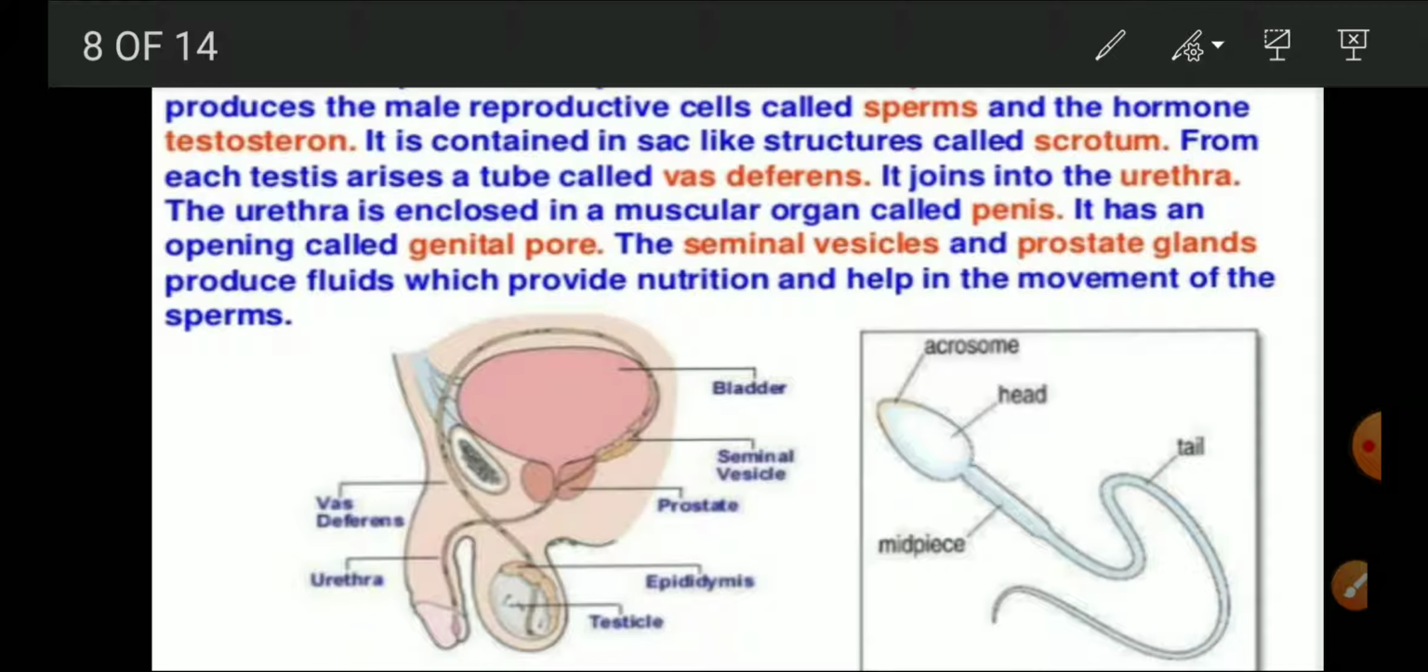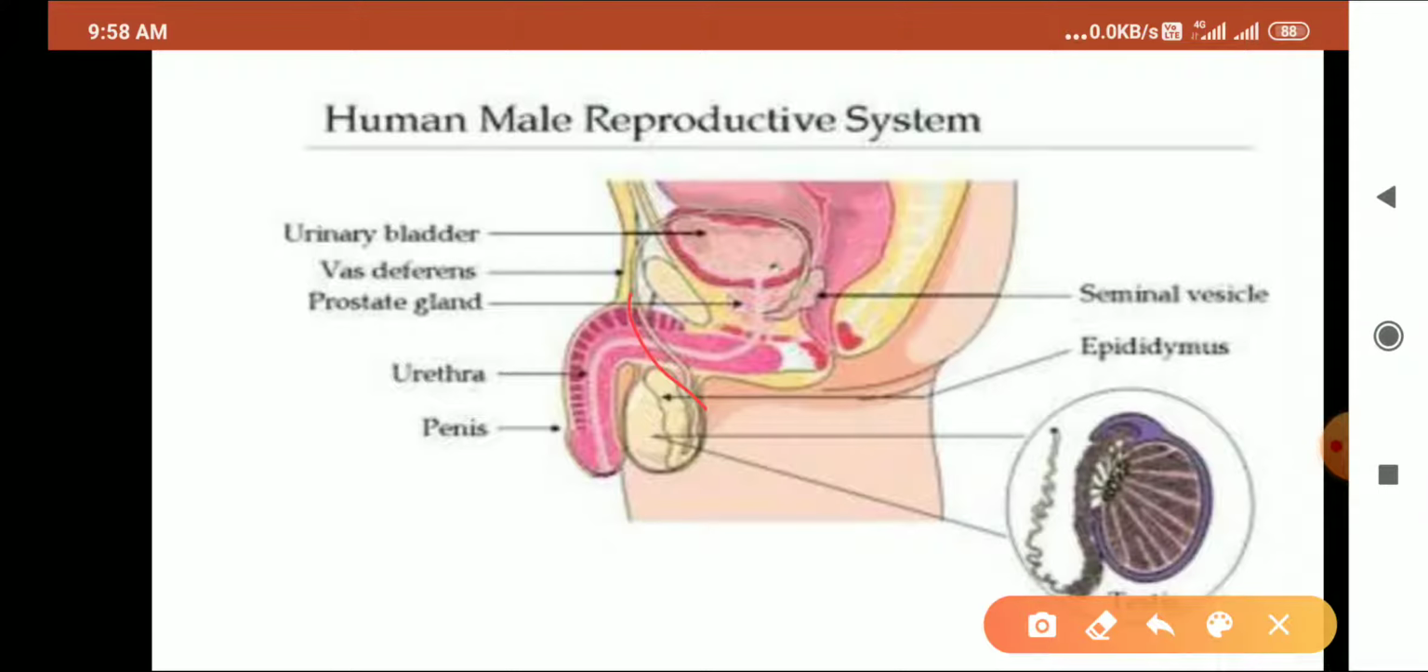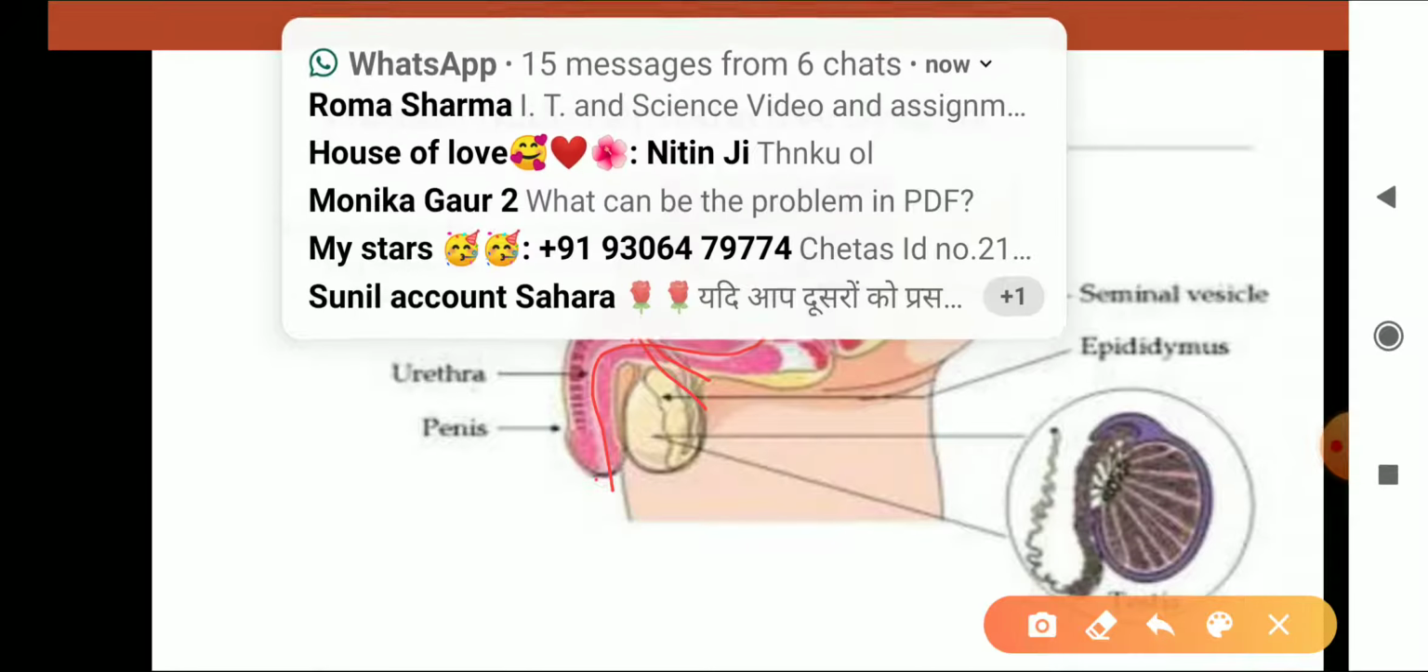There are two glands, the seminal vesicle and the prostate gland, which provide nutrition and help in the movement of the sperms, the male gametes produced by the testes. In the testes, the formation of sperm takes place. The testes contain the epididymis and the seminiferous tubules where the sperms are produced. They lead to the vas deferens, which leads to the urethra that opens into the penis, and through this penis both semen and urine can be passed out.